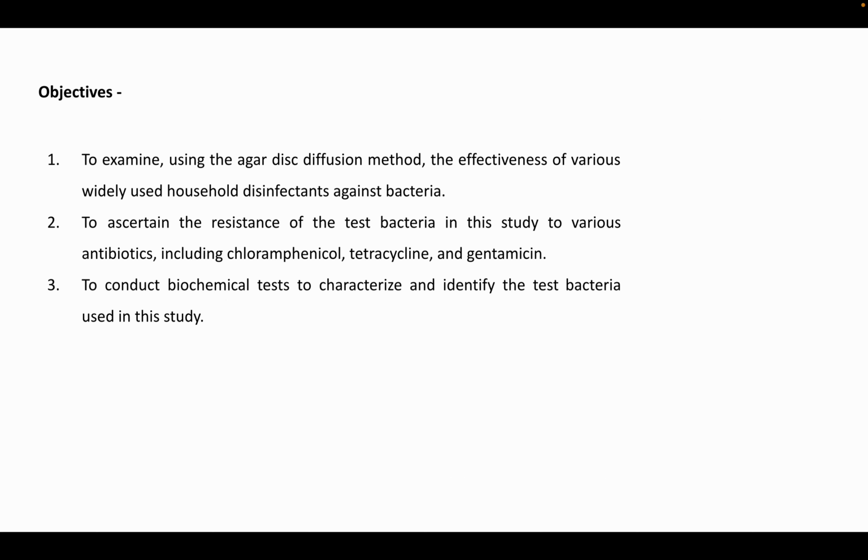Now, the major objectives of this dissertation work are to examine, using the agar-based diffusion method, the effectiveness of various widely used household disinfectants against bacteria, to ascertain the resistance of the test bacteria in this study to various antibiotics, including chloramphenicol, tetracycline, and gentamicin, and to conduct biochemical tests to characterize and identify the test bacteria used in this study.